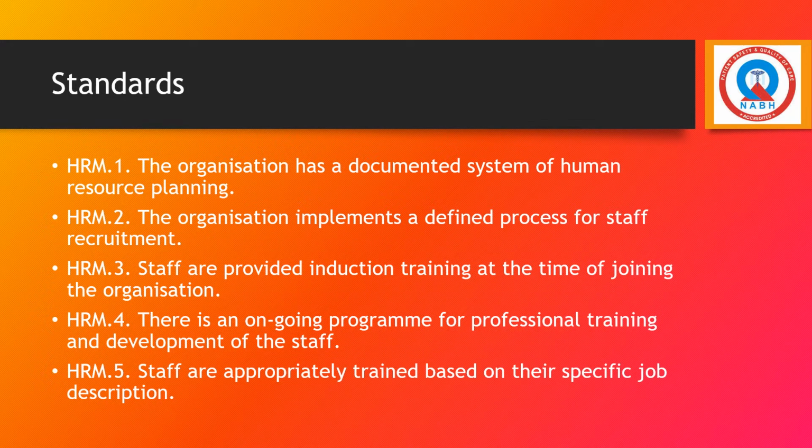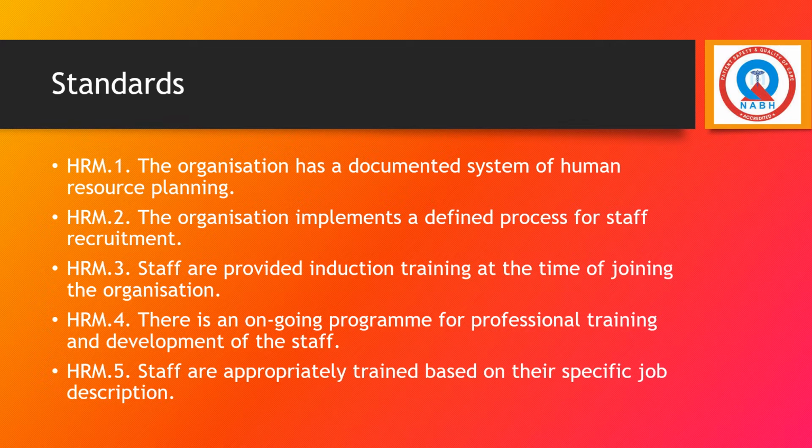Okay, so now I'll talk about the first standard of this particular chapter. The first standard here on the slide is the organization has a documented system of human resource planning. So human resource planning is really very important because you need to understand what kind of people are required in the healthcare organization. You need to know how much salary needs to be given to each and every person who is there in the organization. So this is an important standard.